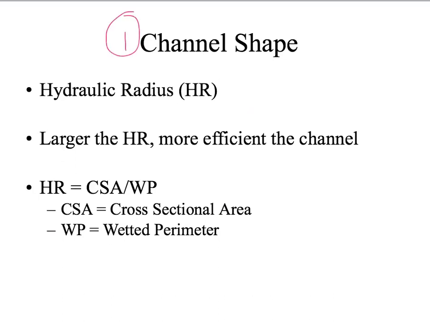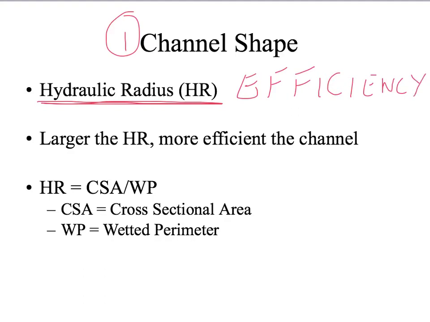Channel shape. Okay, number one. This is represented by something called the hydraulic radius. Really important concept, this, the hydraulic radius. That is a measure of channel efficiency. And as we can see here, the higher or the larger the hydraulic radius, the more efficient the channel. Efficiency being how much energy it loses through friction. And we can work out the hydraulic radius by taking the cross-sectional area of a channel and dividing it by something called the wetted perimeter.